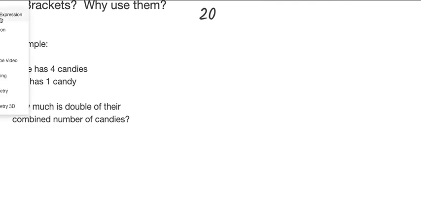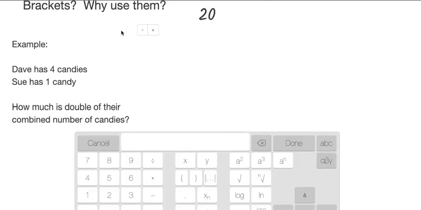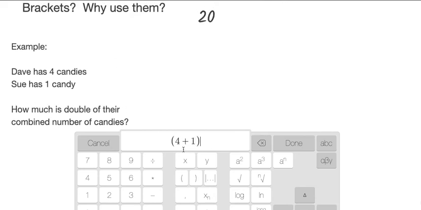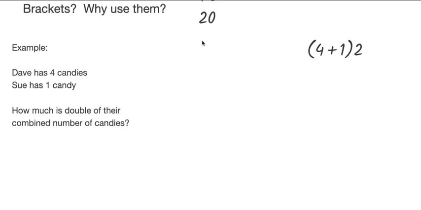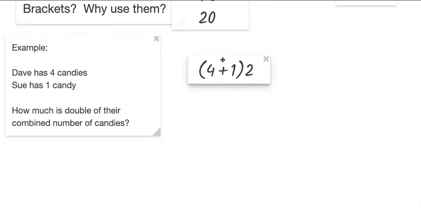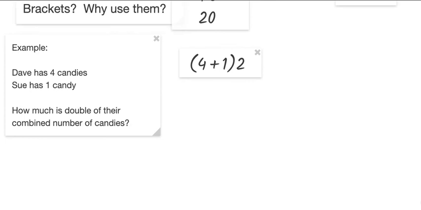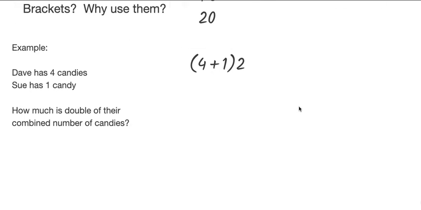Well, the first thing you probably do is add the 4 and the 1 to get 5 and then double it. So let's show that with proper mathematical form. The 4 and 1, I group together by putting brackets around it. And I'm just going to move this over here. When I want to move things, there is a command that allows you to move things. Okay, so 4 plus 1 in brackets, times 2.